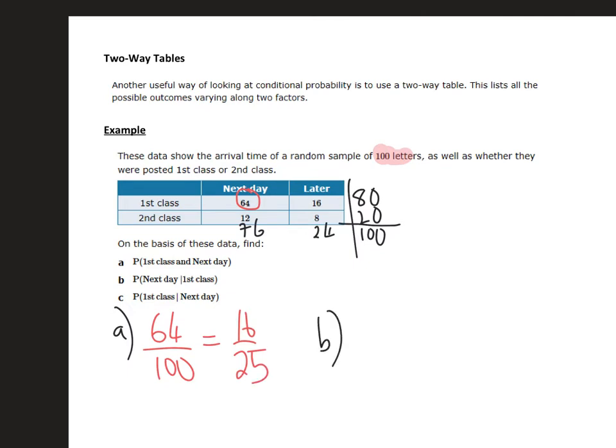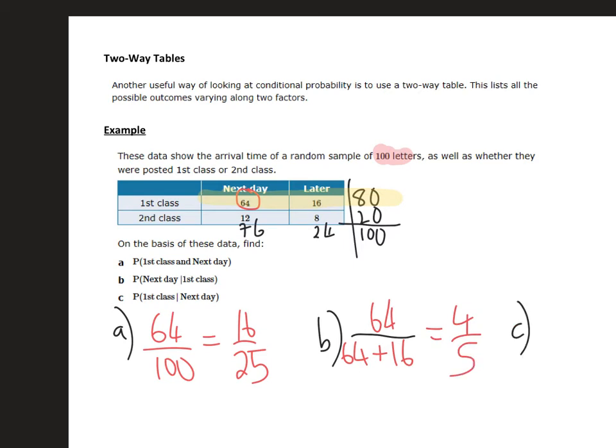B, find the probability that it was delivered next day, given that it was first class. Well, first class, we're looking at this row. Again, that should be highlighted. So we're looking at 80 altogether. So 80 is going to go on the bottom. But I'm going to write 80 as 64 and 16. So out of those, which ones were next day? Well, it was 64. So it's 64 out of 80, which gives us 0.8 or 4 over 5.